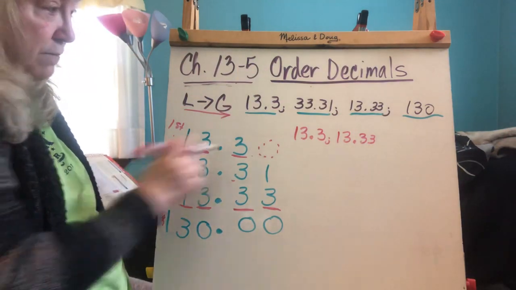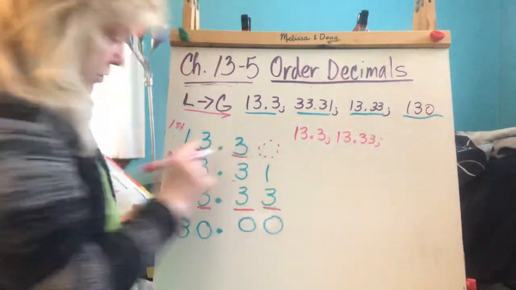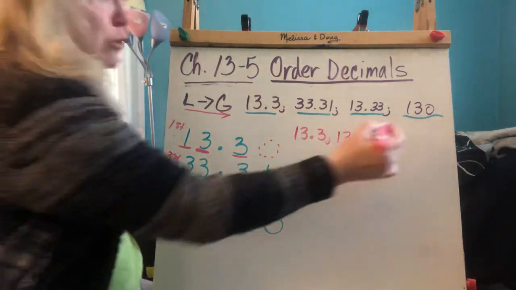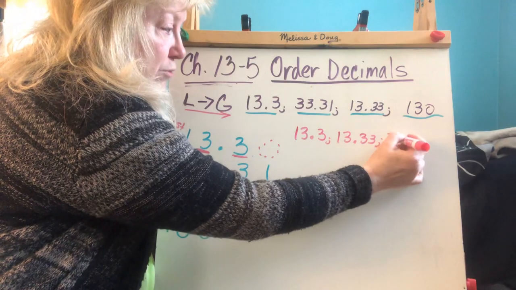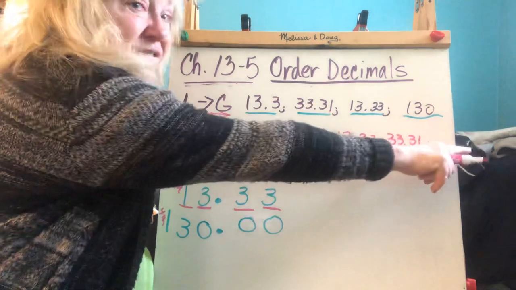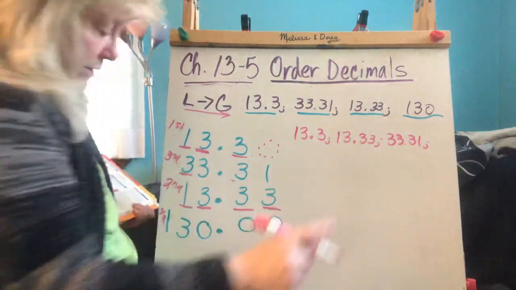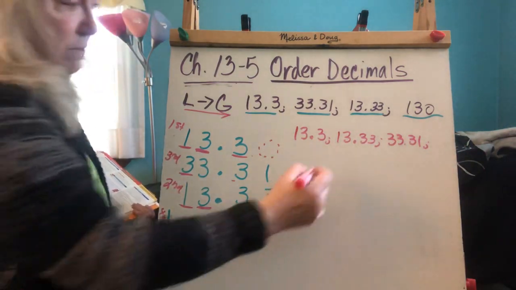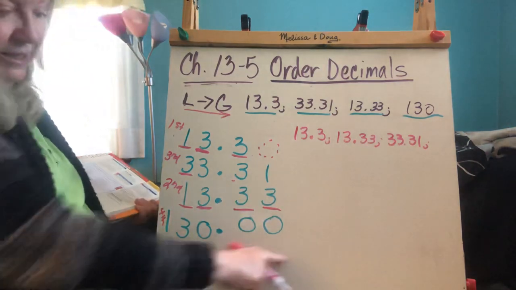Then the third number, I'm going to put my semicolon in. My third number is going to be 33 and 31 hundredths. And I can't fit my last one here, so I'm going to write it down here. The last one is going to be, oh, maybe I can because it doesn't have anything else.